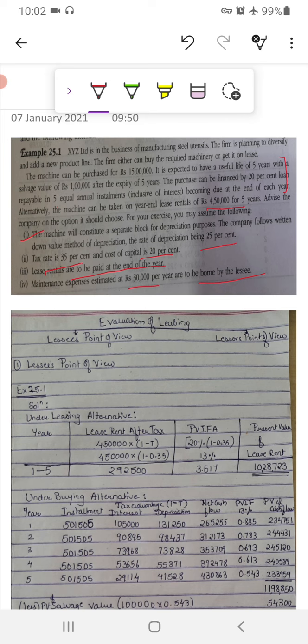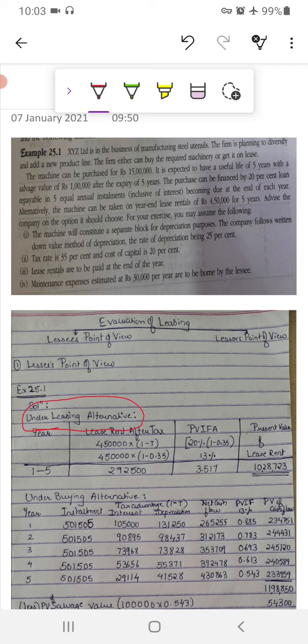From this, we have to calculate what would be the best option, whether the lessee has to go for outright purchase of that particular machine or he should go for leasing. So let's start with this particular problem. Now, how do you go about this problem? We have to solve it in two ways. First we solve it by the leasing method, and another by the purchase method. So first let us go ahead with leasing.